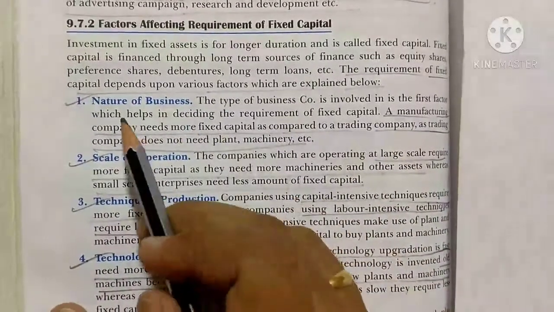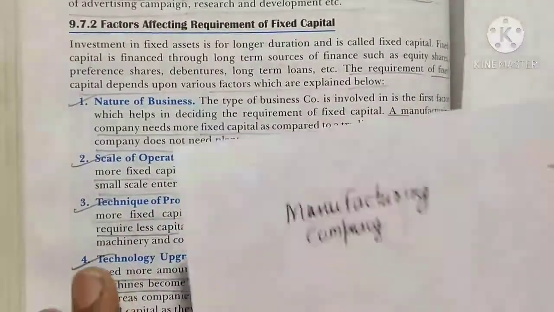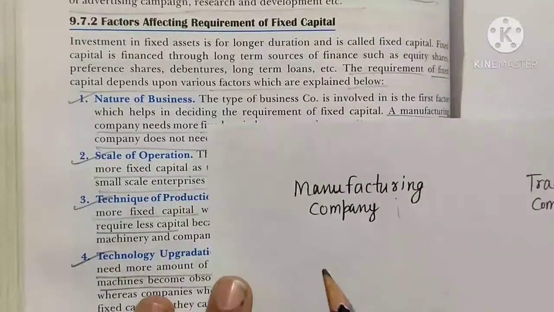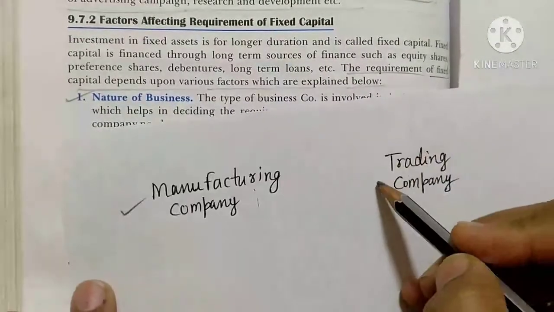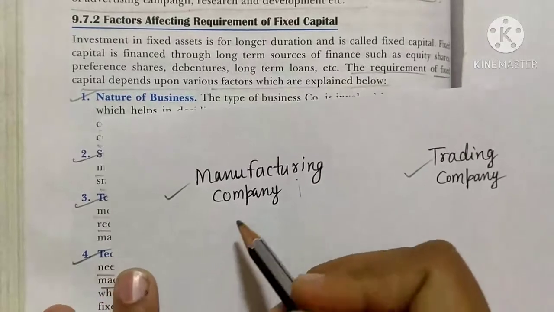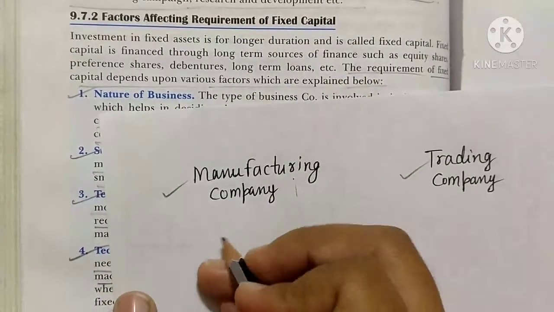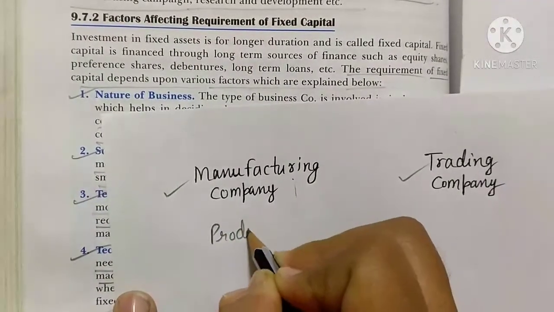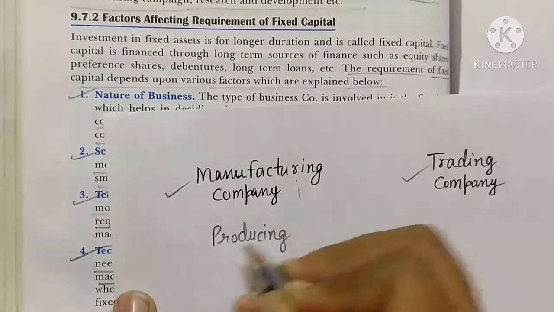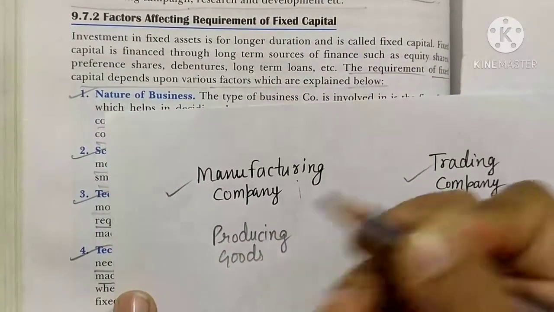So the first one is nature of business, that is, which type of business we are doing. Either our company is a manufacturing company, or a trading company. If our company is a manufacturing company, it means we are producing goods, and then we are selling.